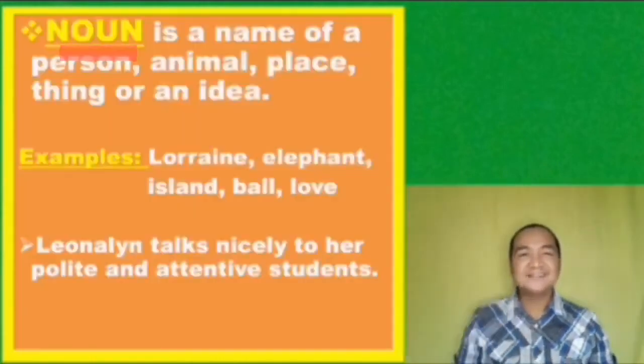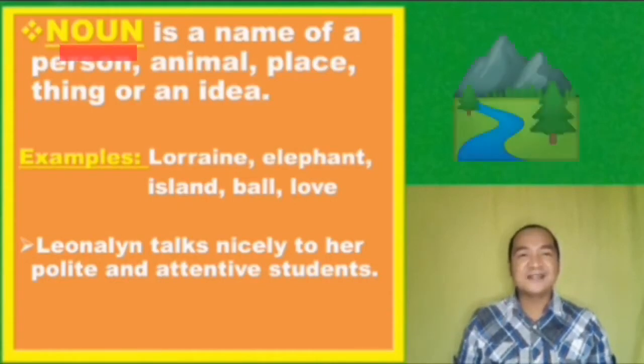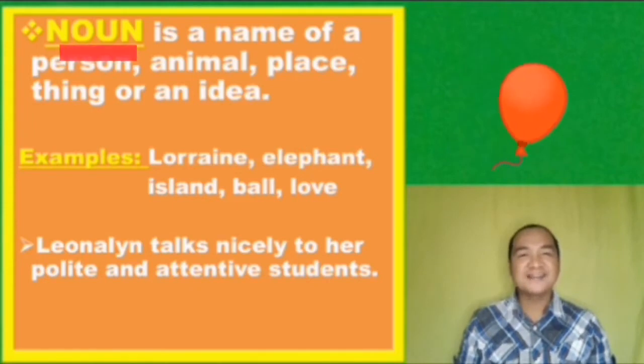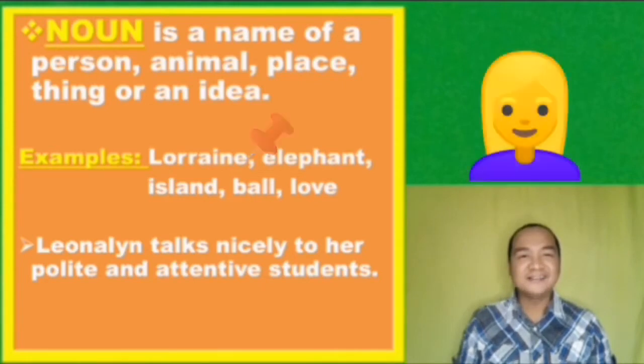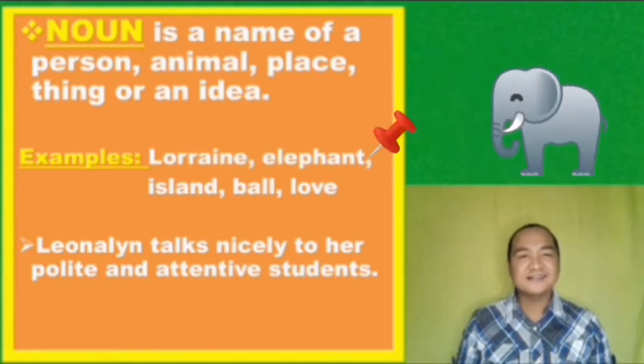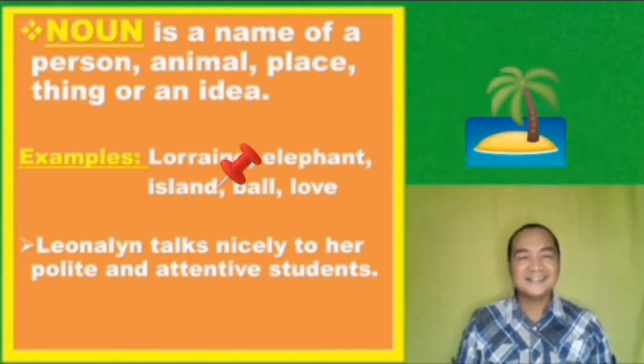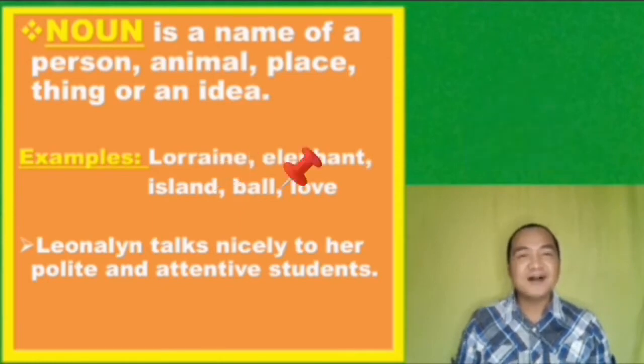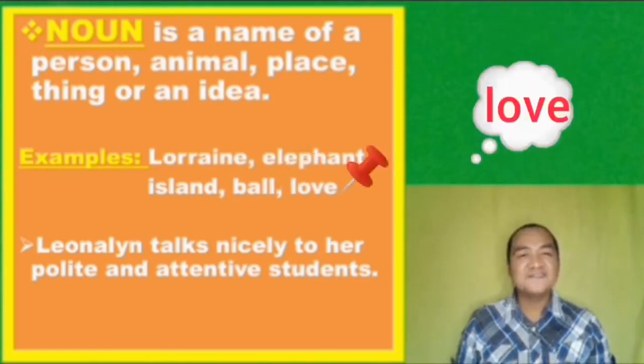Noun. A noun is a name of a person, animal, place, thing, or an idea. Examples are Lorraine, a name of a person, elephant, a name of an animal, island, it is a place, ball, it is a thing, and love. Love is a noun. It is an idea.